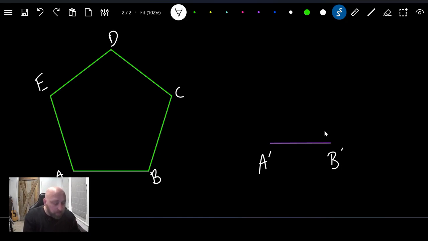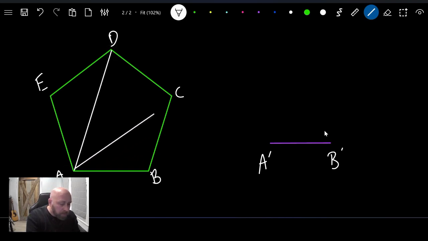How are we going to do this? Well, the first thing that we want to do is make some what's called auxiliary lines in this shape. What does that mean? We're just going to draw some lines in our shape. So we're going to draw a line here, and we're going to draw a line here.